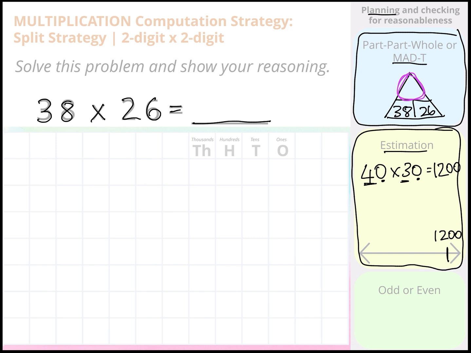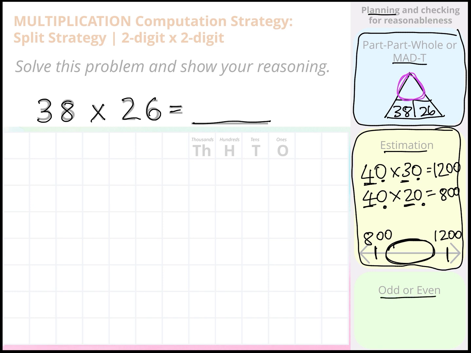Now, what if I rounded 38 up but 26 down? That would be closer to the answer, but it's probably going to be less than my answer. So 40 times 20. 4 times 2 is 8, but it's up 2 place values. So that's 800. Okay. So I think my answer is going to be somewhere between 800 and 1,200.